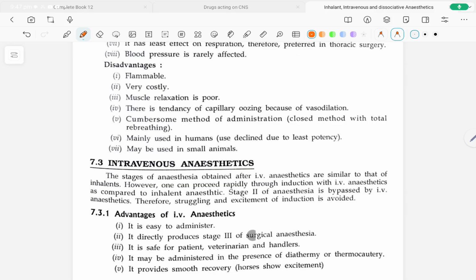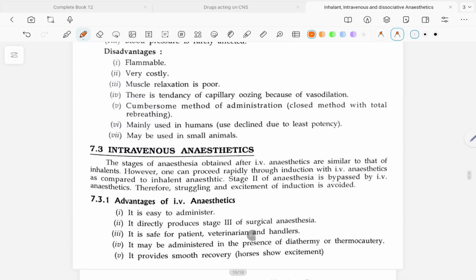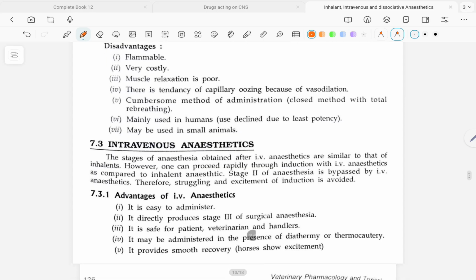Cumbersome method of administration, closed method with total rebreathing. Mainly used in humans, declined due to least potency. May be used in small animals.